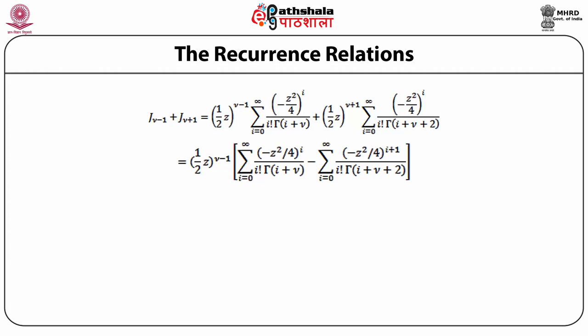Now, J_{ν-1} + J_{ν+1} is equal to (z/2)^{ν-1} times the summation over i going from 0 to infinity of (-z²/4)^i divided by i! Γ(i+ν) plus (z/2)^{ν+1} times the summation over i going from 0 to infinity of (-z²/4)^i divided by i! Γ(i+ν+2).